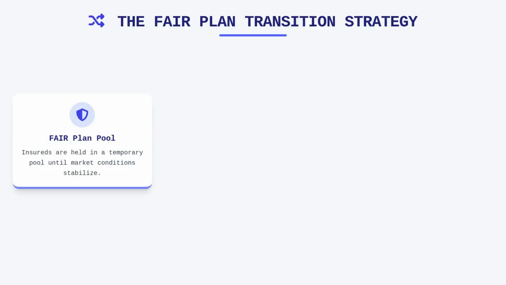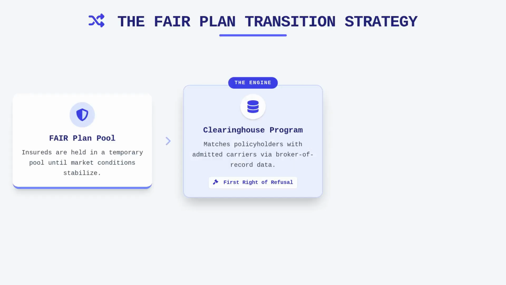The ultimate objective of the Fair Plan framework is the eventual transition of insureds back into the competitive, admitted insurance market when conditions improve. California statute requires the Fair Plan to maintain a clearinghouse program, an initiative designed to reduce overall policy volume by matching existing policyholders with admitted insurers.